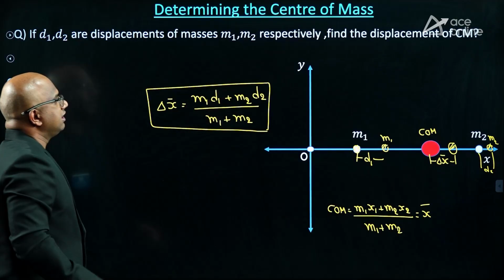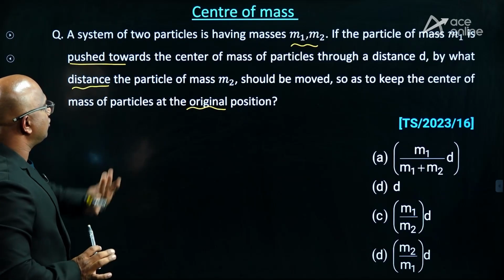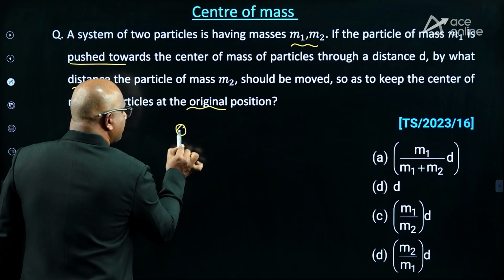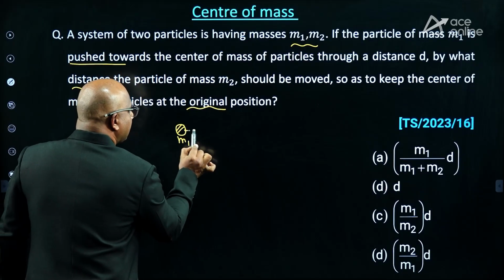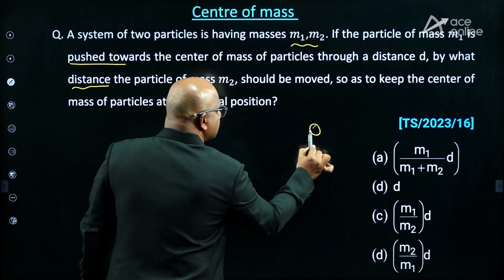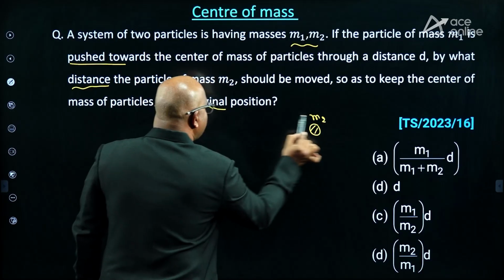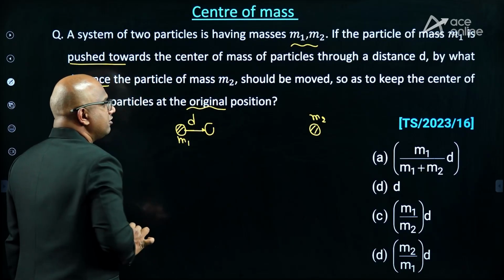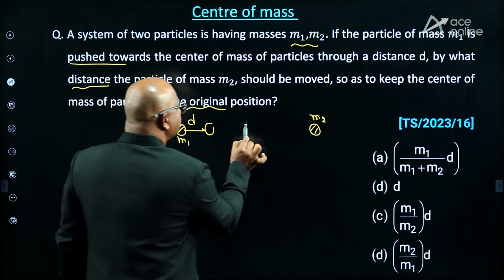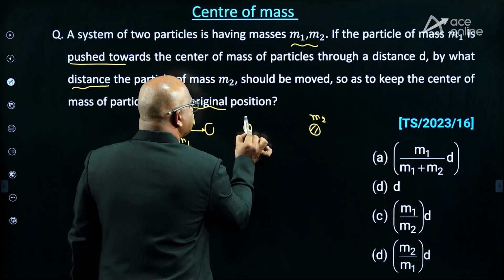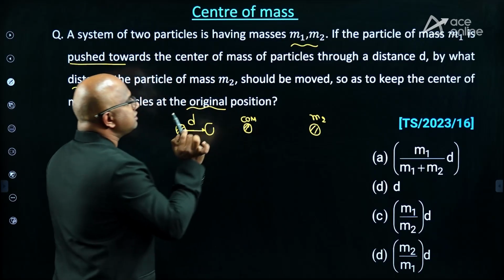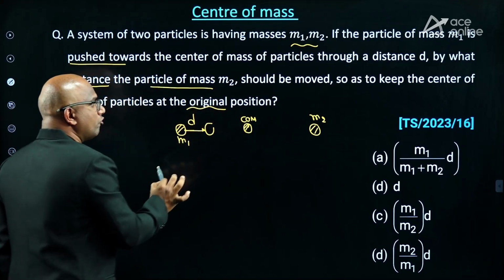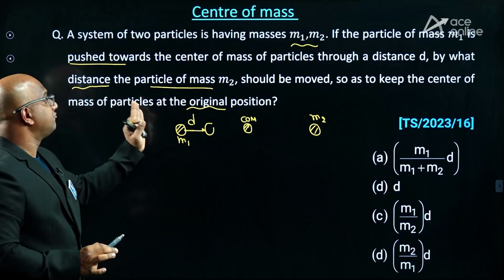But here, in this question, what we have is, first m1 has moved, guys. Suppose this is m1, this is m2. m1 has moved a distance of d, guys. And assume this is the center of mass location. Then the question is asking, guys, by what distance the particle of mass m2 should be moved to keep the center of mass of the particles at the original position itself?